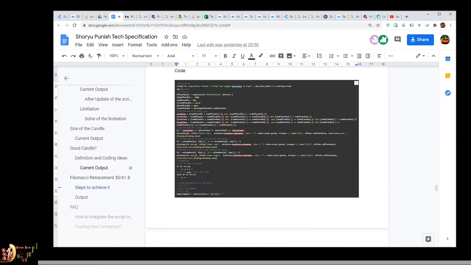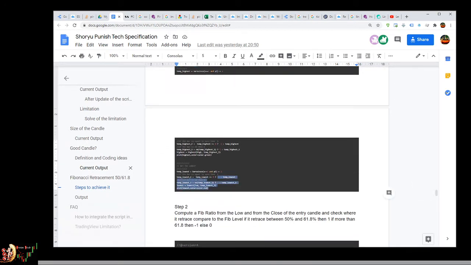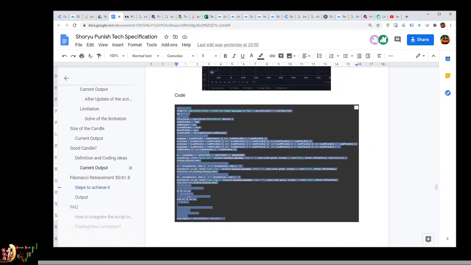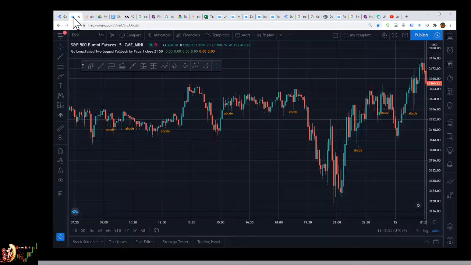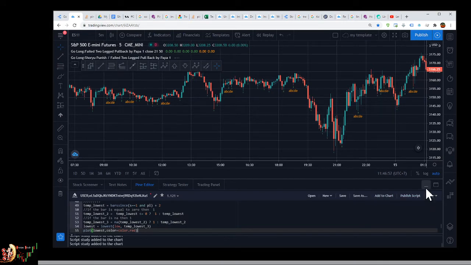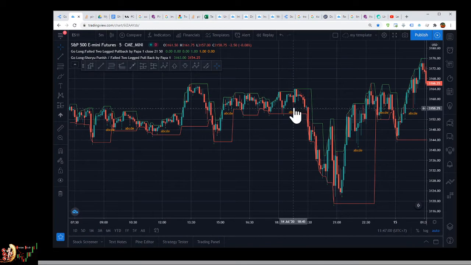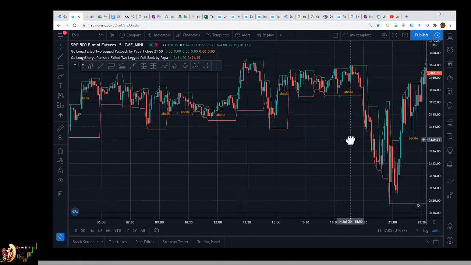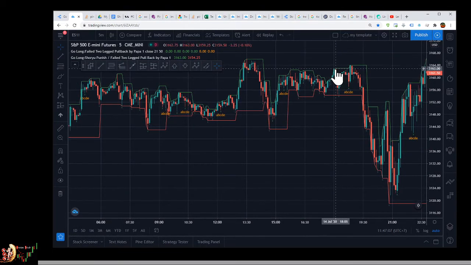I have pasted the code over here for those who want to understand clearly the steps I'm doing from a programmatic point of view. If I paste it, you can see, for example, at this point, what was the highest? This was the highest. And what was the lowest? The lowest is the point 1. You can see that the red line is over here and the green line is over here. I have the high and the low.